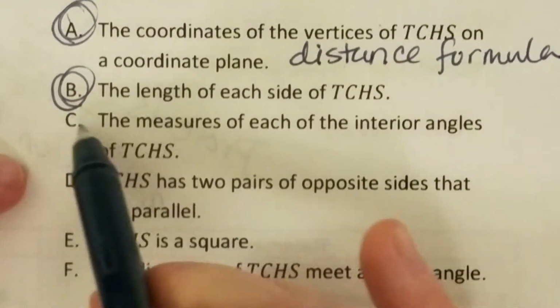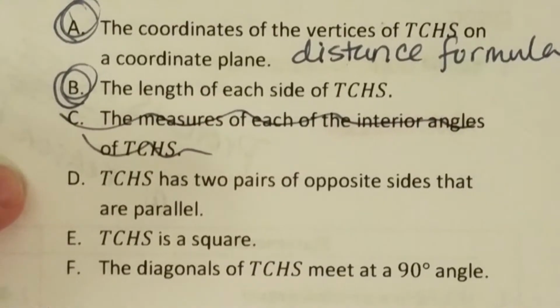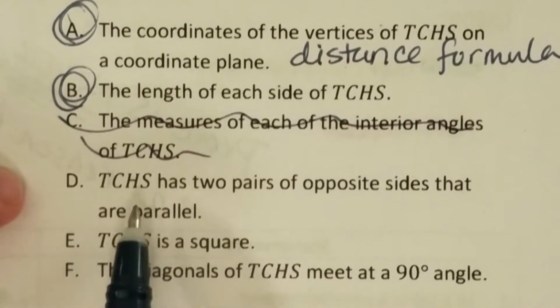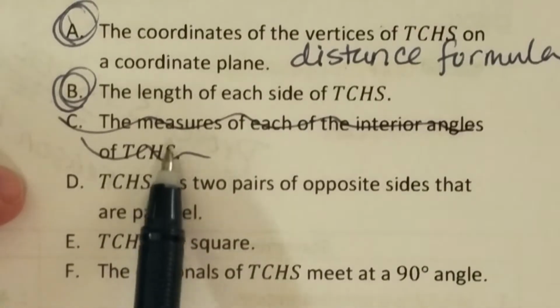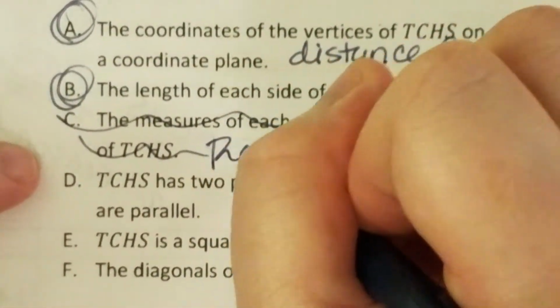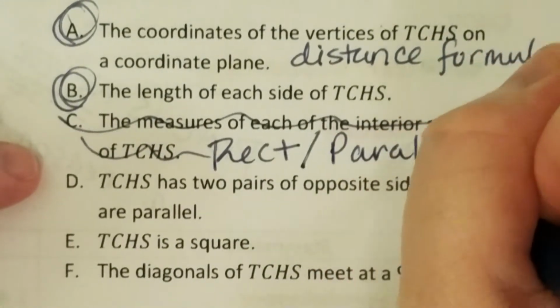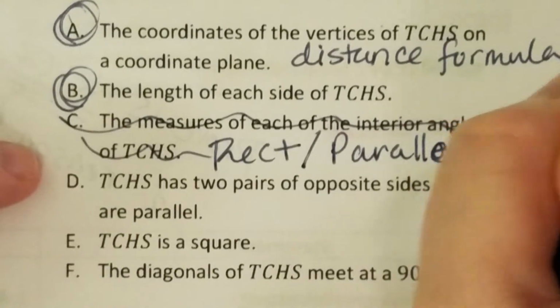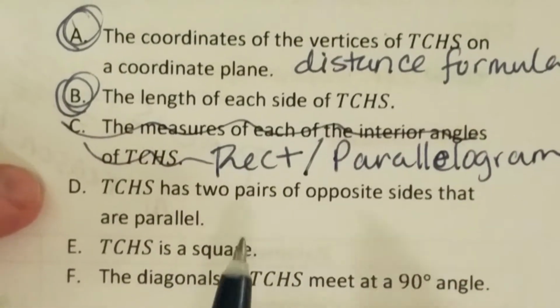The measure of each of the interior angles could tell you that it is a rectangle or a square, but not necessarily a rhombus, so that's not going to get it done. It could tell you it's a parallelogram, but not a rhombus. We would know if it's a rectangle if they're all 90 degrees, and we would know that it's a parallelogram if opposite angles were congruent, but it wouldn't be enough to tell it's a rhombus.